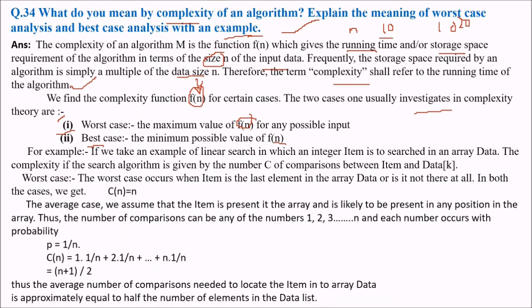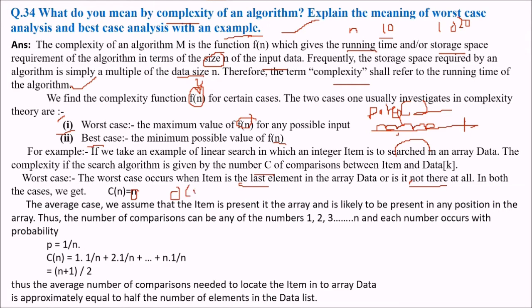If we take the example of linear search, in which an integer item is searched in an array, the complexity of the search algorithm is given by the number c of comparisons between the item and the data. That means how many times you compare each item to find the value. The worst case would be when the item is at the last position or is not there at all. In both cases, the complexity would be order of n.